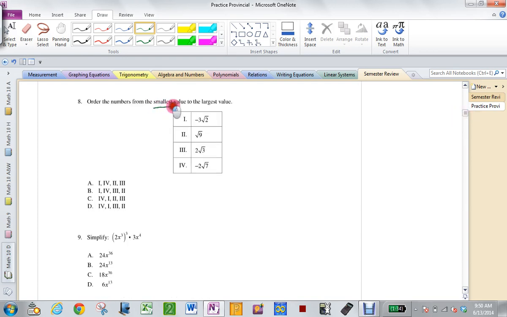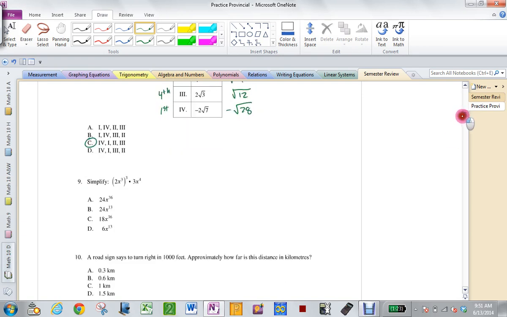Number 8. Smallest to largest. So I'm going to change these all to entire radicals. So that one becomes negative root 18. That is root 9. That is root 12. And that is negative root 28. What is the smallest? Negative root 28. So 4. That's first. Then negative 18, that's second. Then negative 12, that's third, then 9, then 12. So it was 4, 1, 3, 2, 3. 4, 1, 2, 3. C.